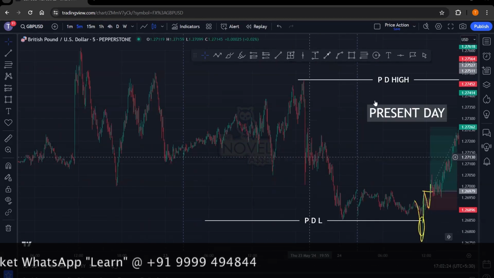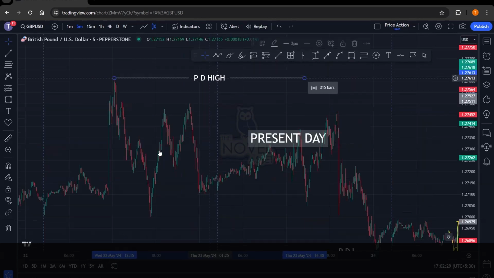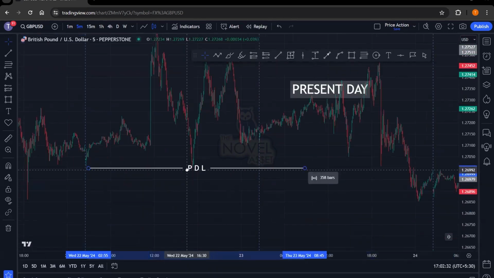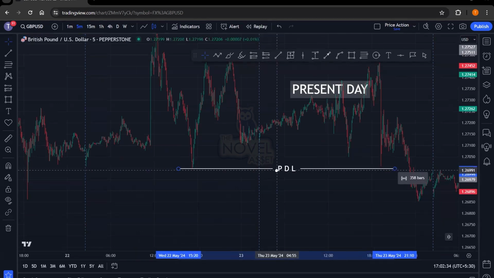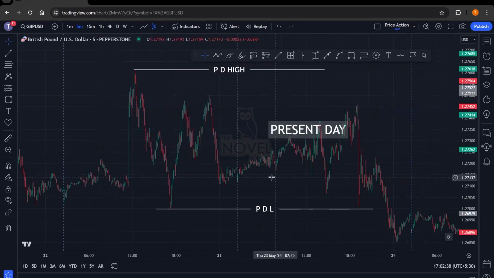Okay, now let's focus on another day. Let's say this is our present day in the market, and the previous day high is over here and the previous day low is over here. Now I'm doing it at a fast pace so that we can do a lot of backtests in the market and we can try to trade accordingly. Okay, now over here, what did happen in the market?